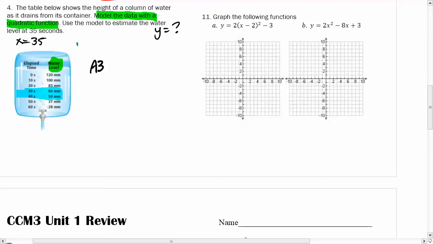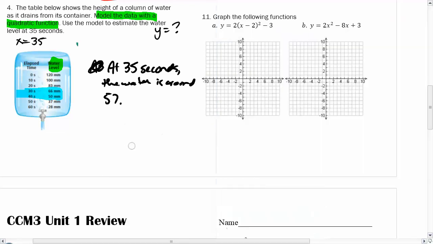So estimate the water level at 35 seconds. At 35 seconds, the water is around 57.94 millimeters. Okay? So next video.